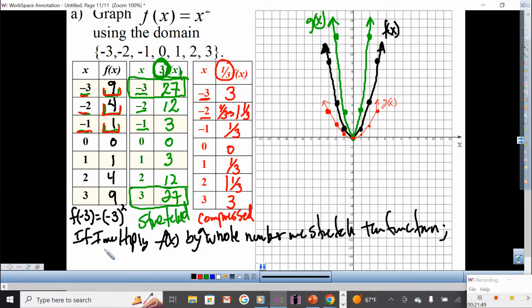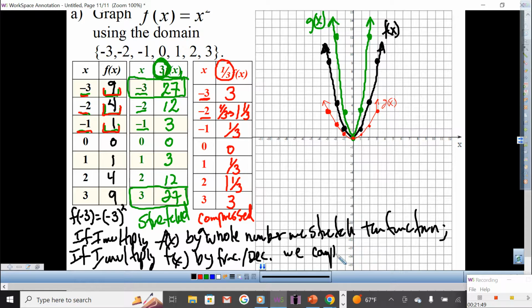Semicolon, if I multiply f of x by what now? Fraction or decimal, yes? We compress the function.